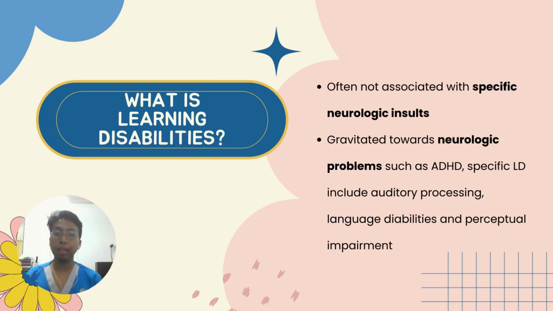Now let's talk about learning disabilities, where learning disabilities are often not associated with specific neurologic insults, such as cerebral palsy, which is considered a neurologic insult, where the definition of neurologic insults comes from a sudden disruption of blood flow in the brain. And learning disability gravitates towards neurologic problems such as ADHD, as we have explained before, and specific LD, which is short for learning disabilities, where it includes auditory processing, language disabilities, and perceptual impairment.